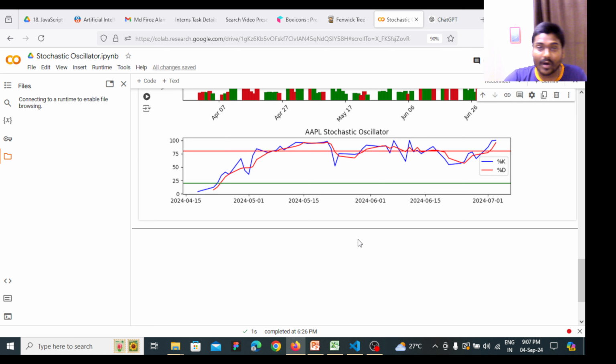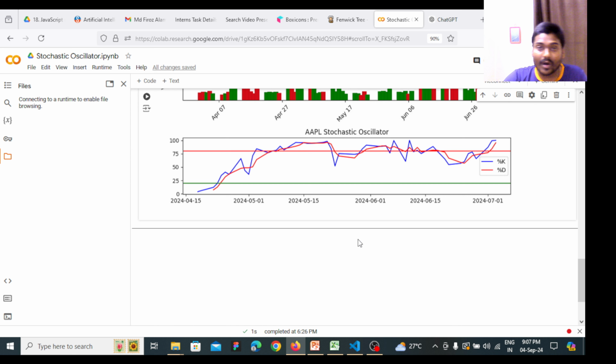Next is subjective interpretation. The signals can be subjective, and traders should use it in conjunction with other technical and fundamental analysis.